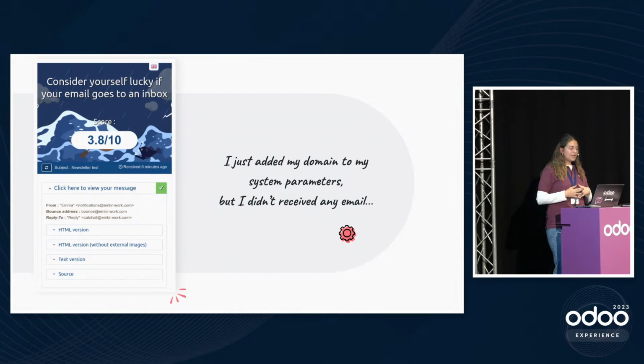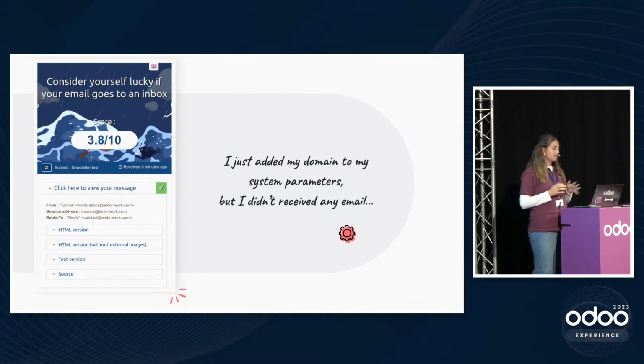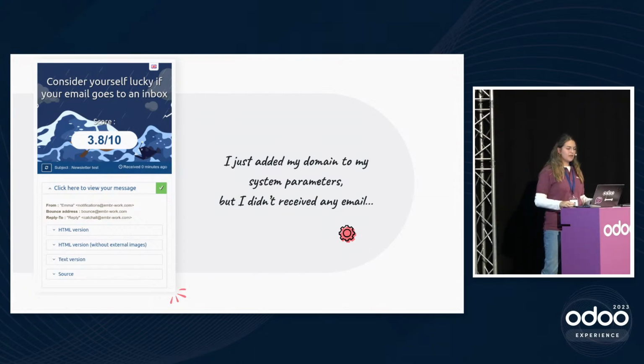OK, let's say I am in my Odoo database, I added my domain, and I did nothing else. I skipped the second part because I don't want to do it now. Let's test if it's working or not. As you can see, it's not working. So what I need to do, I need to configure my DNS.